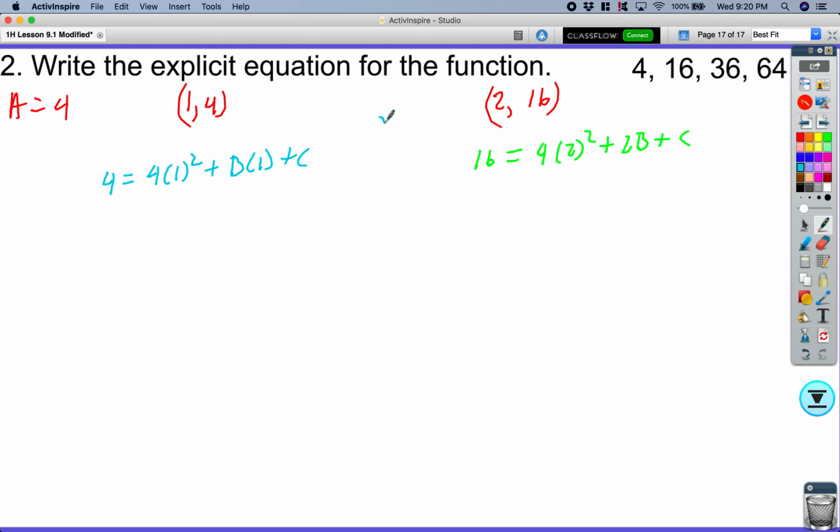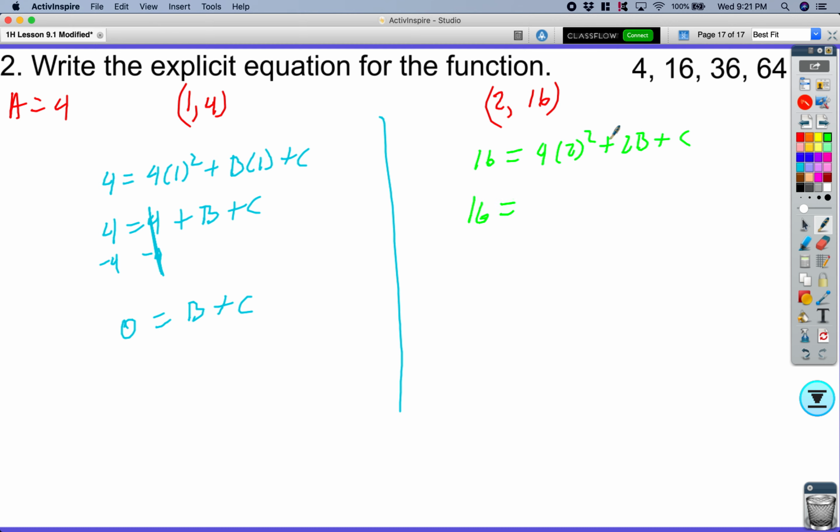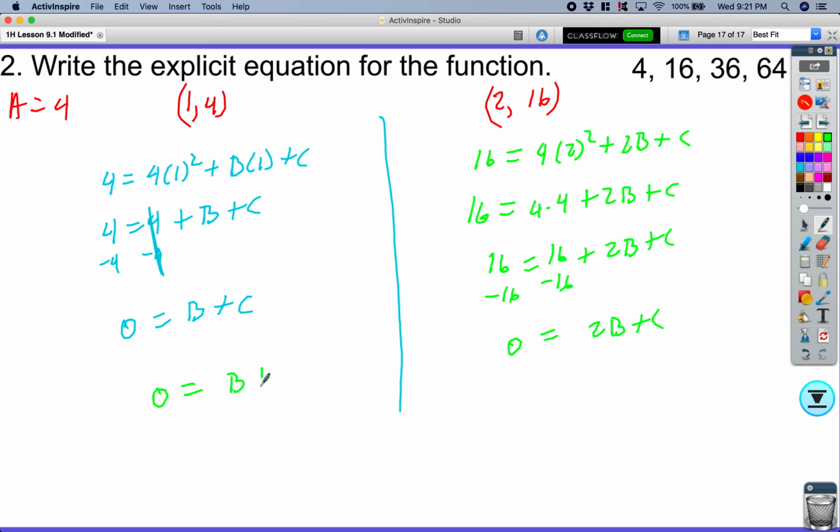Now in blue, let's start by simplifying the blue one first. 4 is equal to 4 plus b plus c. And when I subtract here, I'm going to have 0 is equal to b plus c. And over here, when I solve this, I'm going to have 16 is equal to 4 times 4 plus 2b plus c. This will give me 16 is equal to 16 plus 2b plus c. And when I subtract 16 on both sides, I'm going to have 0 is equal to 2b plus c. And over here, I'm going to have 0 is equal to b plus c.